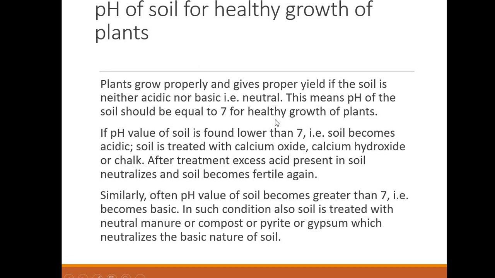If the pH value of soil is found lower than 7, soil becomes acidic. Soil is treated with calcium oxide or chalk. After treatment, the excess acid present in soil is neutralized and the soil becomes fertile again. Similarly, if the pH value is more than 7, it becomes basic. In such a condition, soil can be treated with natural manure or compost of pyrite or gypsum, which neutralizes the basic nature of soil.